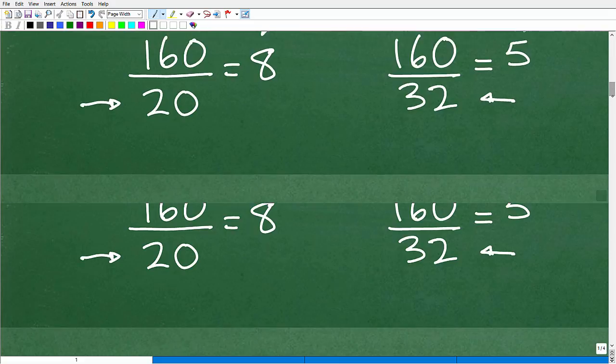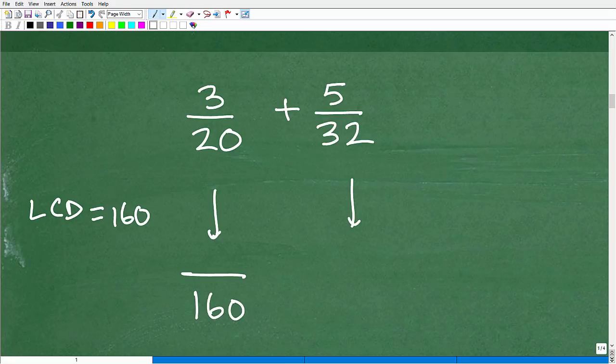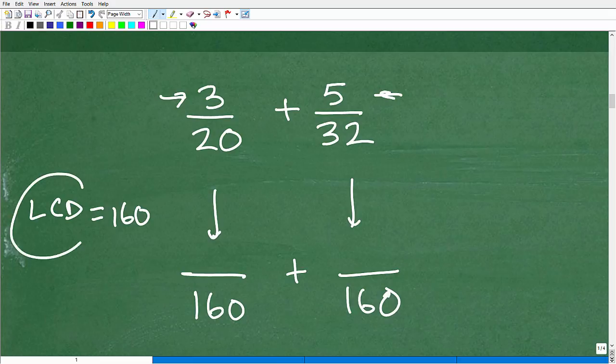So what does this do for us? Well, the LCD for this problem is 160. We would have to rewrite each of these fractions such that we had 160 in the denominator, and that is a separate video on how to add fractions. Once you have the LCD, then we have to adjust the denominator, and that's again a separate topic. What I really wanted to focus on here was just how to find the LCD, because that's generally where students run into a lot of problems.